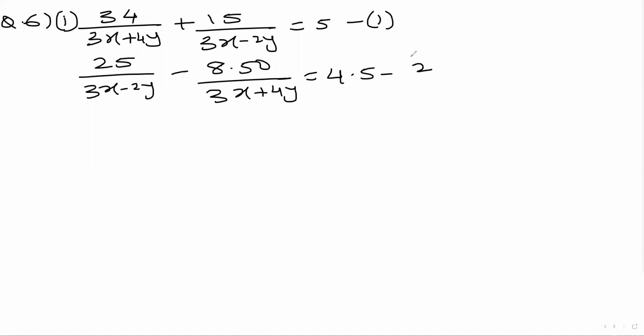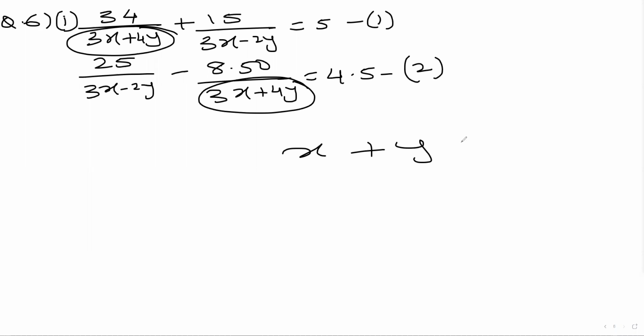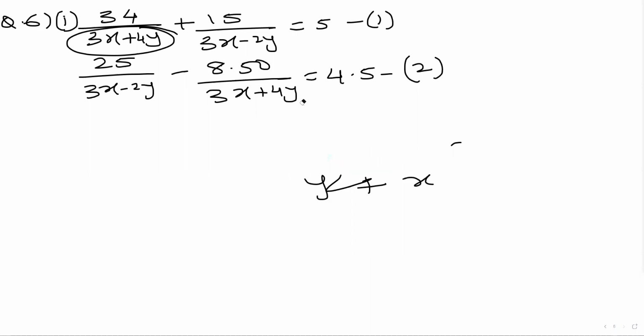This is equation 2. Now just think for a moment. The denominators are interchanged, they are not one below the other, so you cannot directly compare them. It is like x plus y is equal to something, and you have y plus x. The variables are not one below the other, and if that is the case, you have to be very, very careful. I'll give you a minute to think about it.